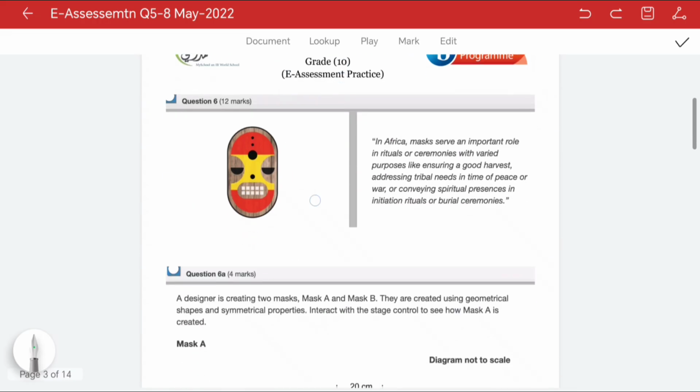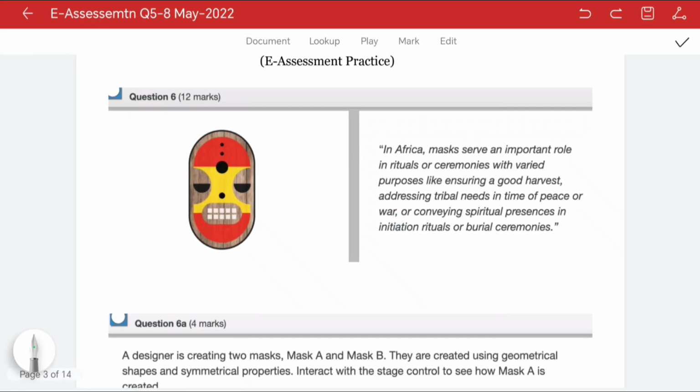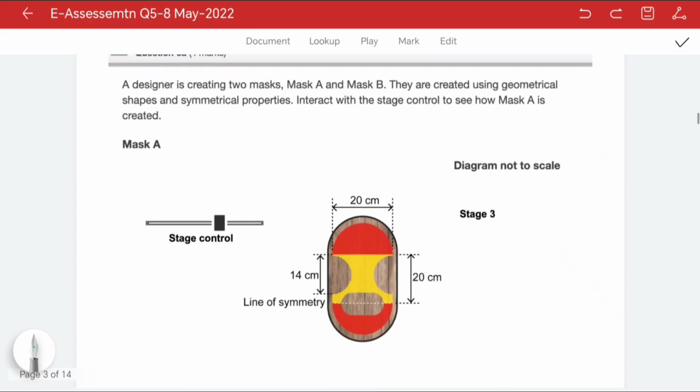Look at the next question. In the next question, look here, they are making masks. Question number 6a: the designer is creating two masks, mask A and mask B. They are created using geometrical shapes and symmetrical properties. Mask A is created like this. This is the information in a simple way.